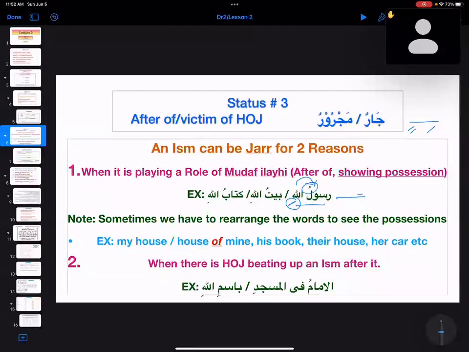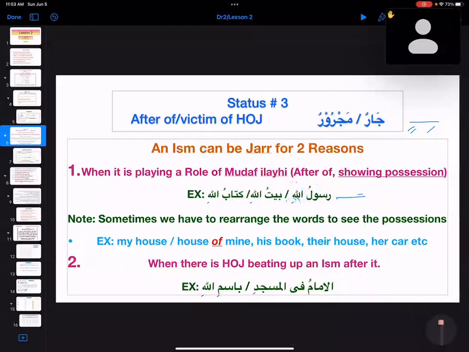Okay, so we are not going to go into that detail because we are not ready for it, but the word Rasul could be Rafa, the word Rasul can be Nasab over here, or even the word Rasul can be Jar, depending on what is before it. We are focusing on the word Allah over here because we are seeing what is Jar.